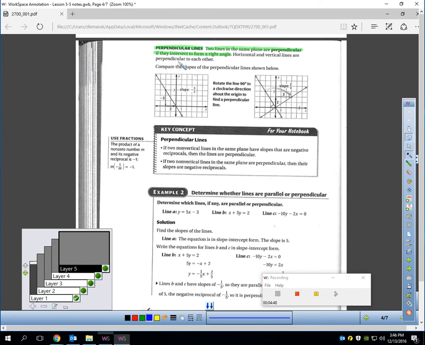Let's talk about perpendicular lines. Two lines in the same plane are perpendicular if they intersect each other to form a right angle. Perpendicular does not mean, like I always have students in class, I ask, what's perpendicular? And they say it's when two lines cross. No, it's more than that. It's when two lines intersect and they form a right angle when they intersect.